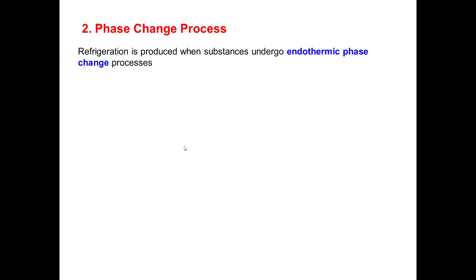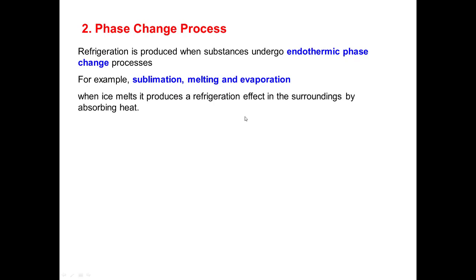And the second method is the phase change process. We can also produce cooling with the help of phase change processes. There are different phase change processes, and you are familiar with them: sublimation, melting, and evaporation. In sublimation, a solid directly converts into the gas phase, whereas in melting, a solid is converted into liquid, just like our ice. If ice is solid, it will melt and transfer into liquid. In evaporation, a liquid is converted into vapors.